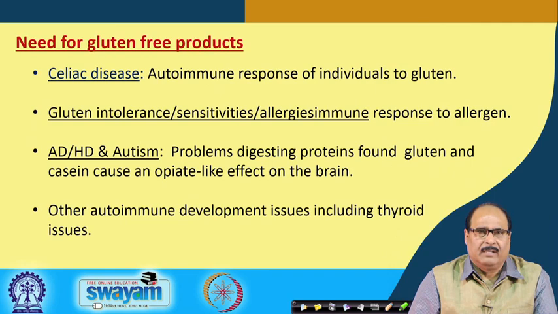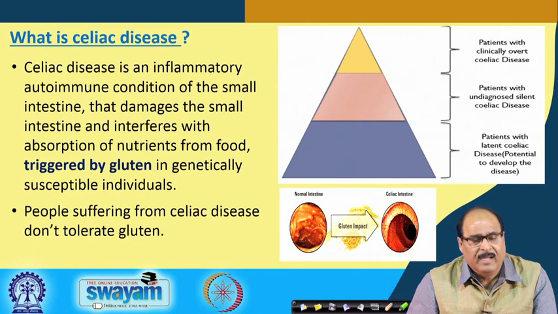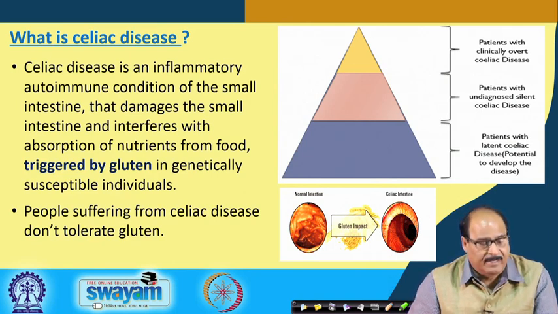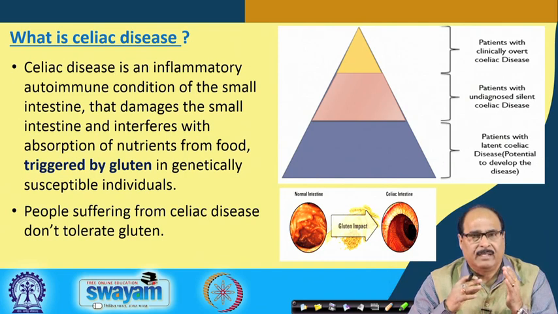a diet containing gluten. So, celiac disease, as I told you, is an inflammatory autoimmune condition of the small intestine that damages the small intestine and interferes with the absorption of nutrients from food. And this autoimmune or inflammatory condition of the small intestine is basically triggered by gluten in genetically susceptible individuals. And people suffering from celiac disease, in fact, don't tolerate gluten.